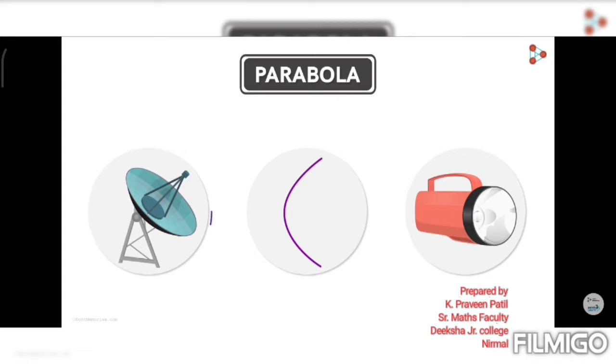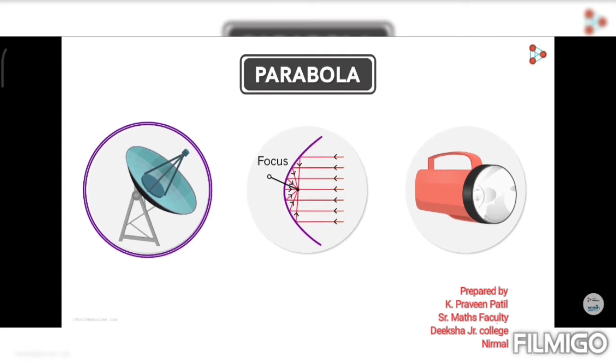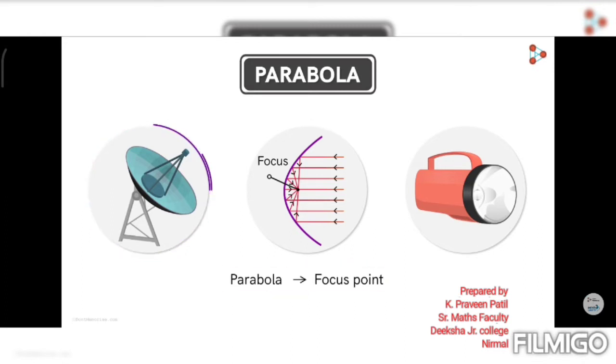In the case of the dish satellite, due to the parabolic shape, all the incoming signals falling on the dish are reflected towards a single point. This is where the receiver is placed. So the parabolic shape helps in concentrating all the incoming signals at a single point. Such a point for parabola is called its focus. And every parabola has a focus point. And this is what makes a parabola so useful.